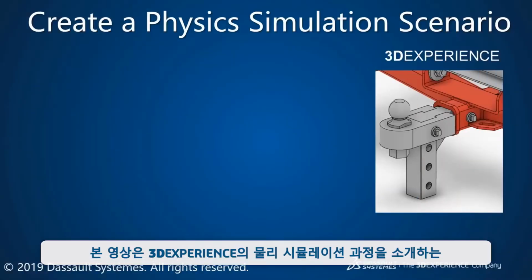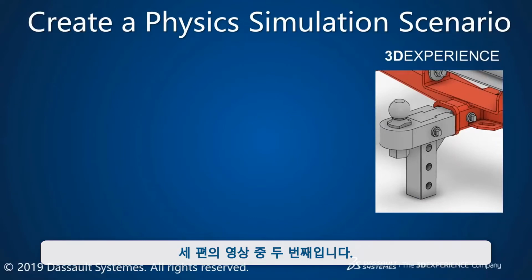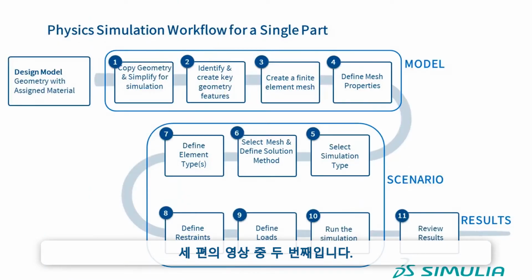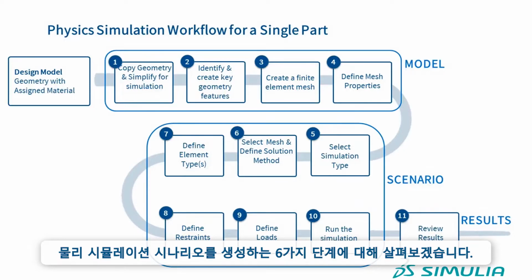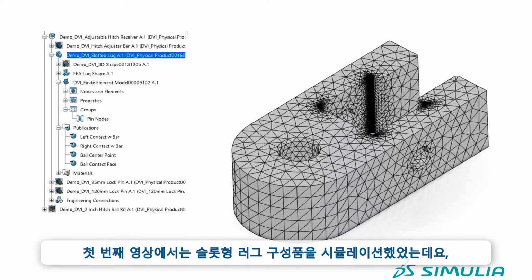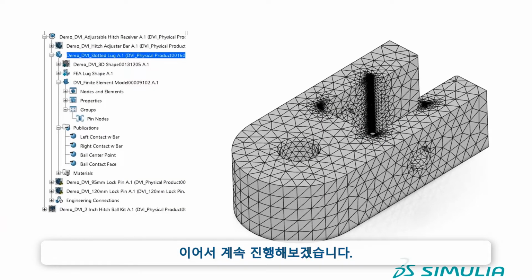This is the second of 3 videos showing you how to perform a physics simulation in 3DEXPERIENCE. In this video, we will cover the 6 steps associated with creating a physics scenario. We will continue to work on the simulation for the slotted lug component that we started in the first video.